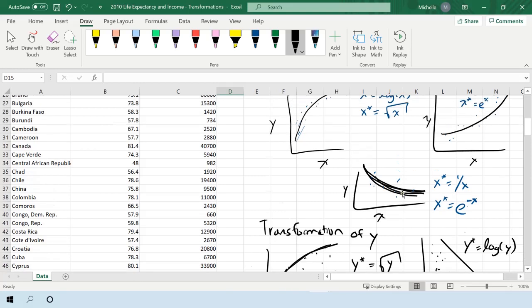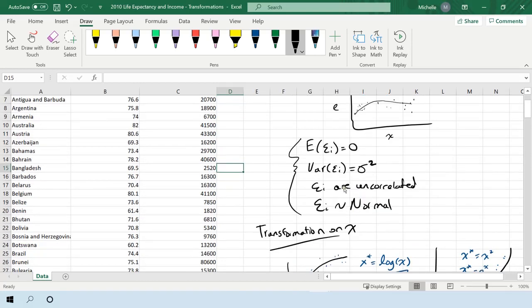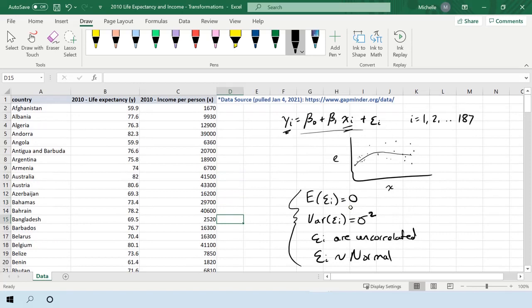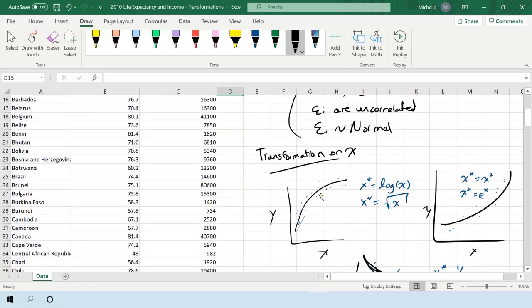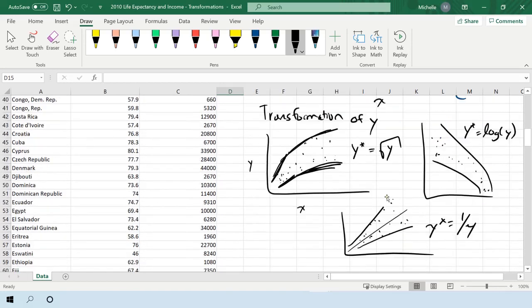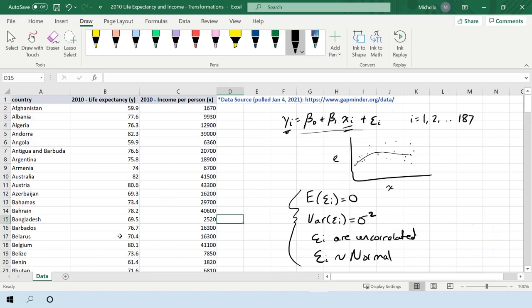And sometimes it's helpful to do transformations on both x and y. Selecting the correct transformation can be a bit of an art, meaning there's not necessarily a right answer, but you kind of have to look around and try different things. There are other methods of trying to pick the best transformation that we're not really going to dive into in this introductory course, but just know that there certainly are more complicated transformations than the ones that we're going to discuss here today.